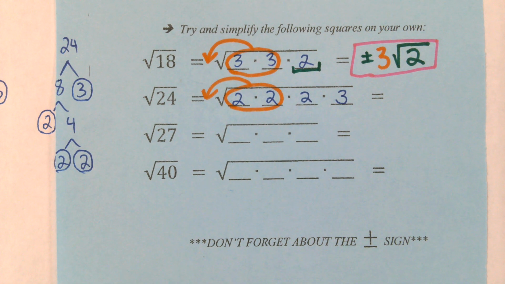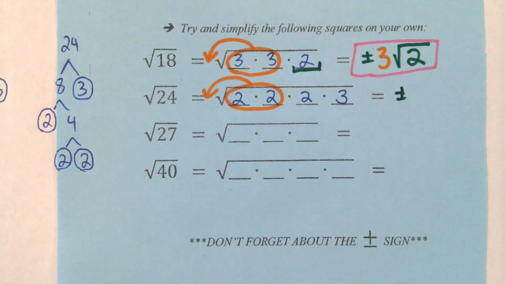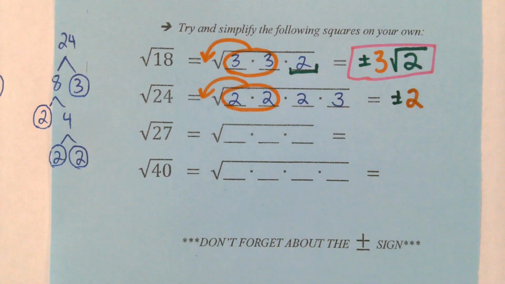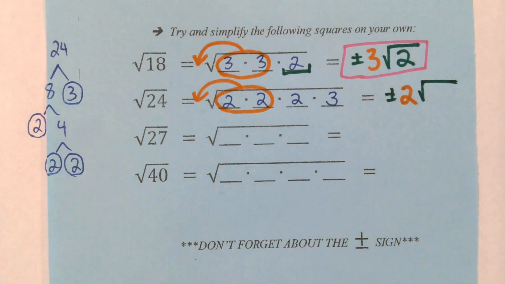This 2 here's got to stay inside the square root. Okay? Let me show you what's going to happen. We're going to have plus or minus in front. We brought those 2's out, so we're going to have a 2 in front. But what's left over in the square root? Well, there's a 2 and there's a 3. Exactly.